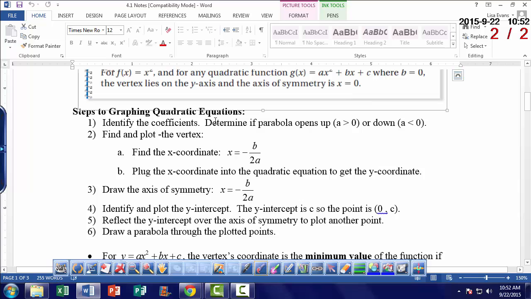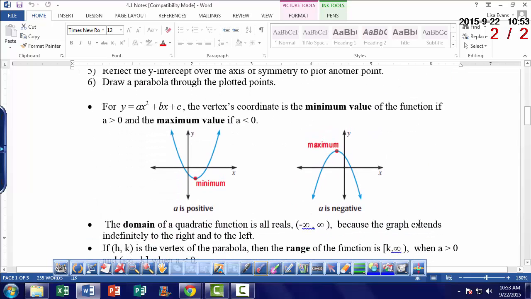We have steps to graphing quadratic functions. First, we're going to identify the coefficients, and then we're going to find the vertex. We find the vertex by using negative b over 2a. That's going to give you the x coordinate of it. Whatever we get, we're going to plug that into our original equation to get the y coordinate of it. We're going to draw our axis of symmetry, and we are going to identify and plot the y-intercept, which is (0, c). And we're going to reflect it and then draw our U. So there's a lot of steps here. I'm going to talk about it as we do the problem, but there's some other stuff I want to talk about.